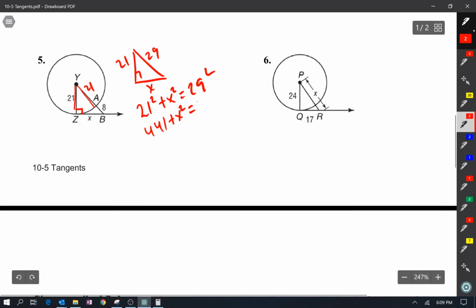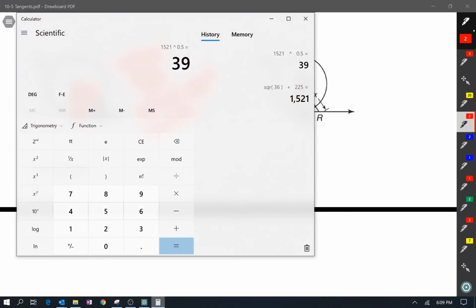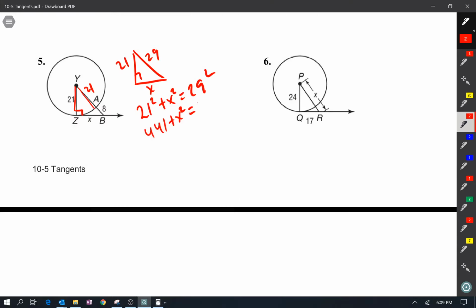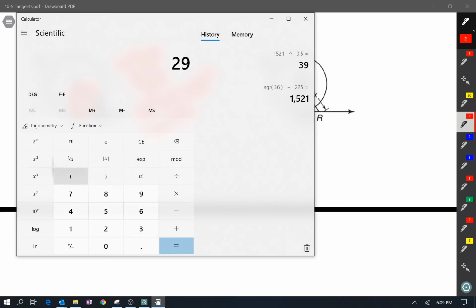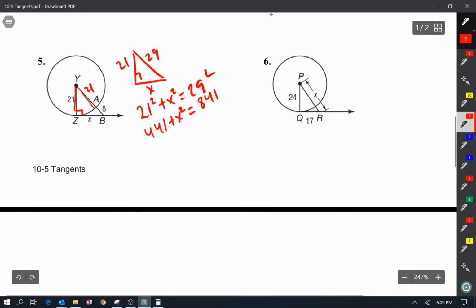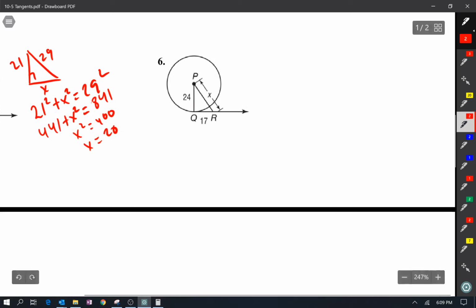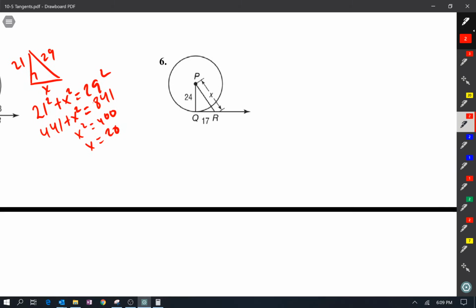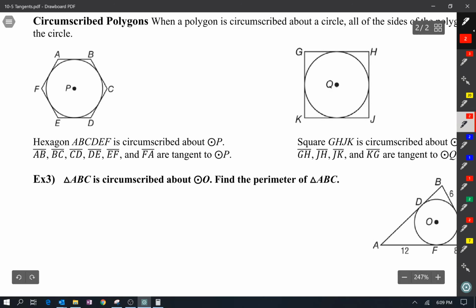829. Wow. Okay, the math team's going to start judging me here, right? 29 squared, it's been a long summer apparently. 841. Dang it, I knew that. 841, so x squared is equal to 400, so x is 20, right? So x is 20. Pretty easy. All right, same thing going on in number 6. I'm not even going to do it, right? Just do 24 squared plus 17 squared equals x squared. Easy. All right, on to the second section.